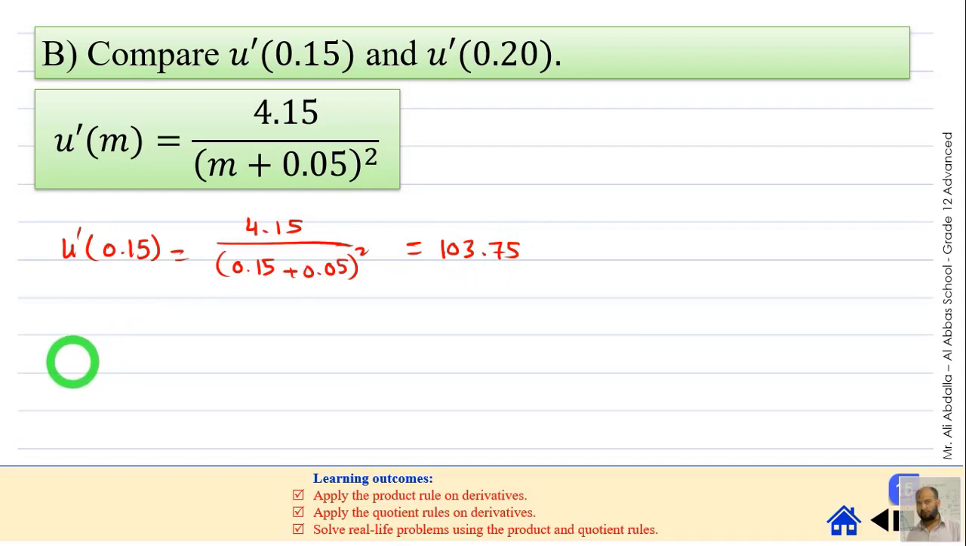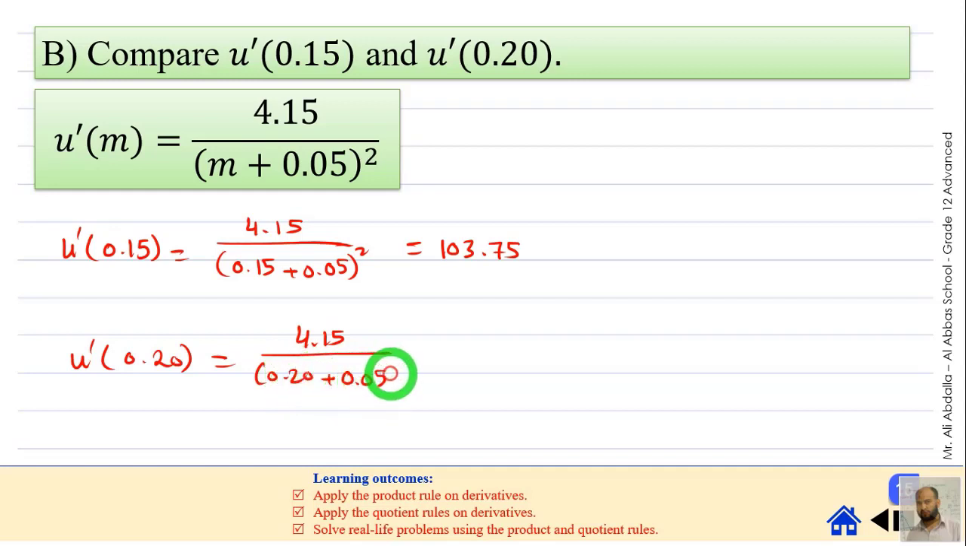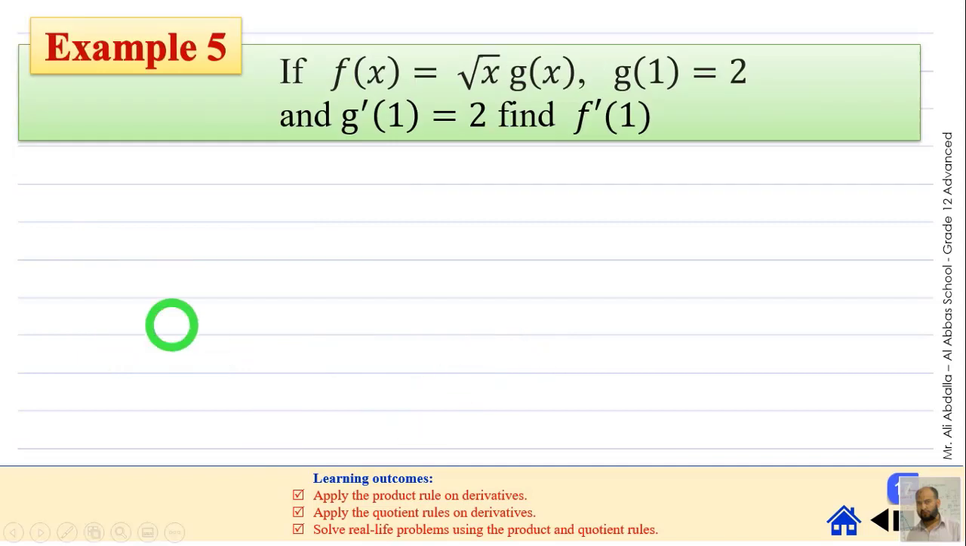In the same way, we can find u'(0.20) equals 4.15 over (0.20 + 0.05) to the power 2. We can find it equals 66.4. Another example: if f(x) equals the square root of x times g(x), and g(1) equals 2 and g'(1) equals 2, find f'(1).